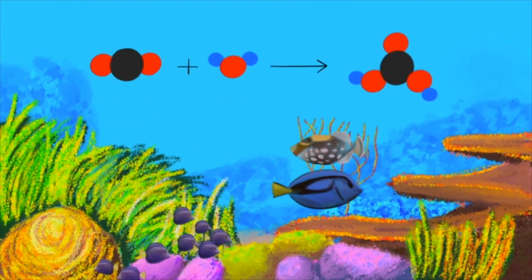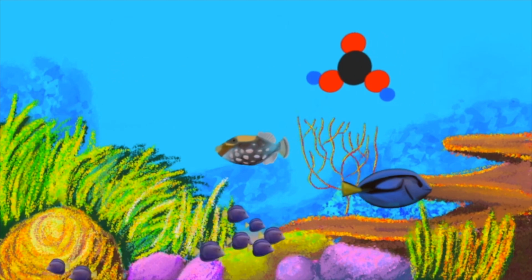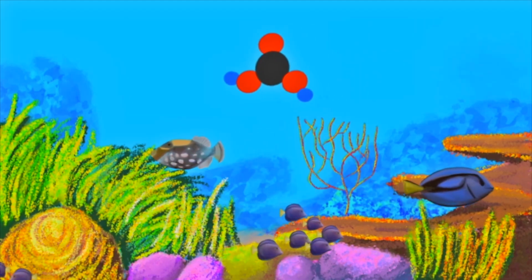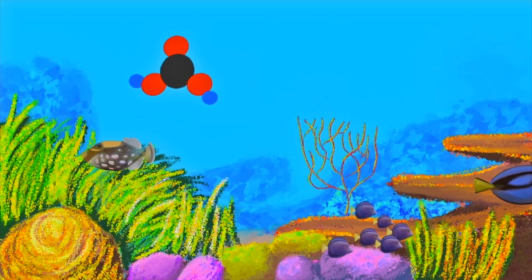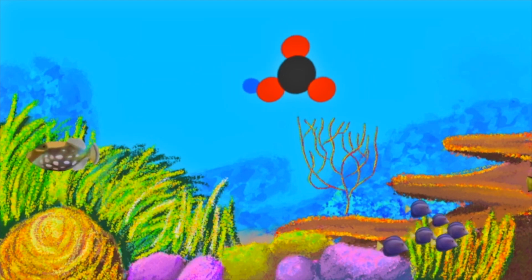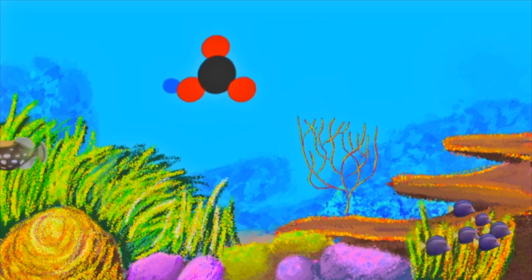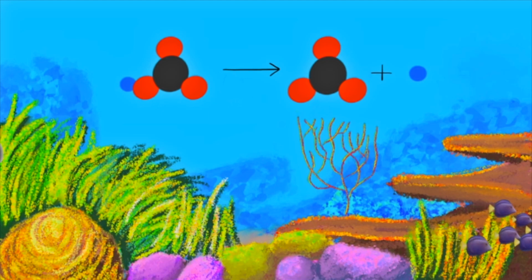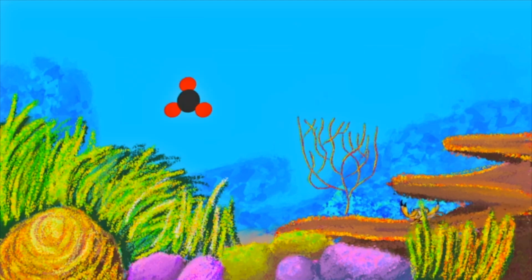Carbon dioxide reacts with water to make carbonic acid, which then dissociates into carbonate and hydrogen ions. For every carbonate ion that is produced, there are 2 hydrogen ions.